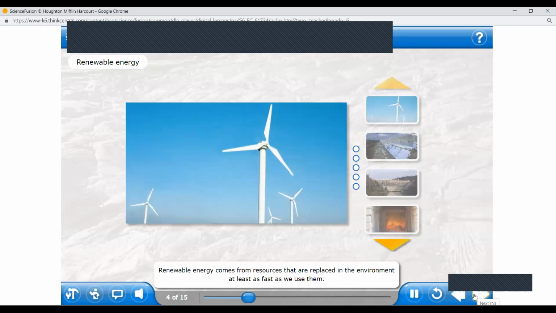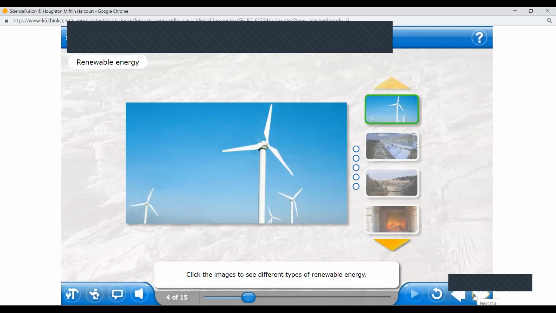Okay. Renewable energy comes from resources that are replaced in the environment at least as fast as we use them. Renewable energy has two major sources, the sun and earth. Any renewable energy resources we use originate as energy from the sun or earth. Click the images to see different types of renewable energy. Now we will see different types of renewable energy. I told you it's from sun and earth.